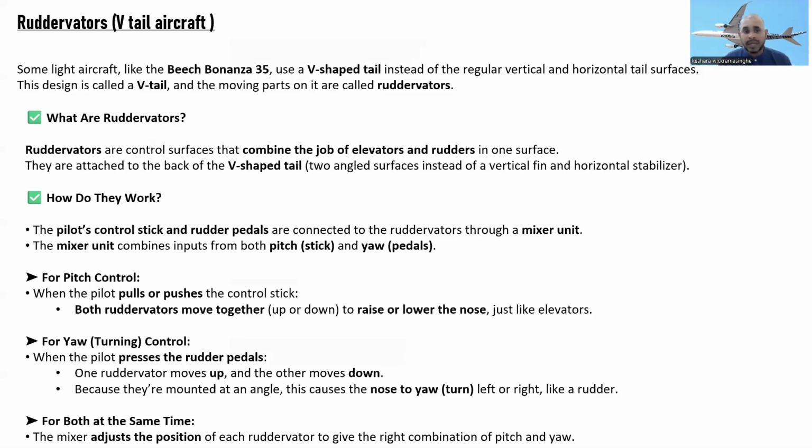Because they are mounted at an angle, this causes the nose to yaw, turning left or right like a rudder. Both at the same time, the mixer adjusts the position of each ruddervator to give the right combination of pitch and yaw.